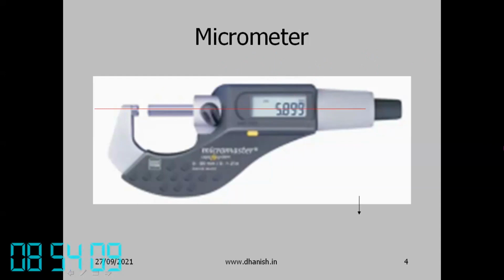That is why the micrometer is inherently a more accurate instrument compared to the vernier caliper. The vernier caliper does not conform to Abbe's principle, whereas the micrometer conforms to Abbe's principle.